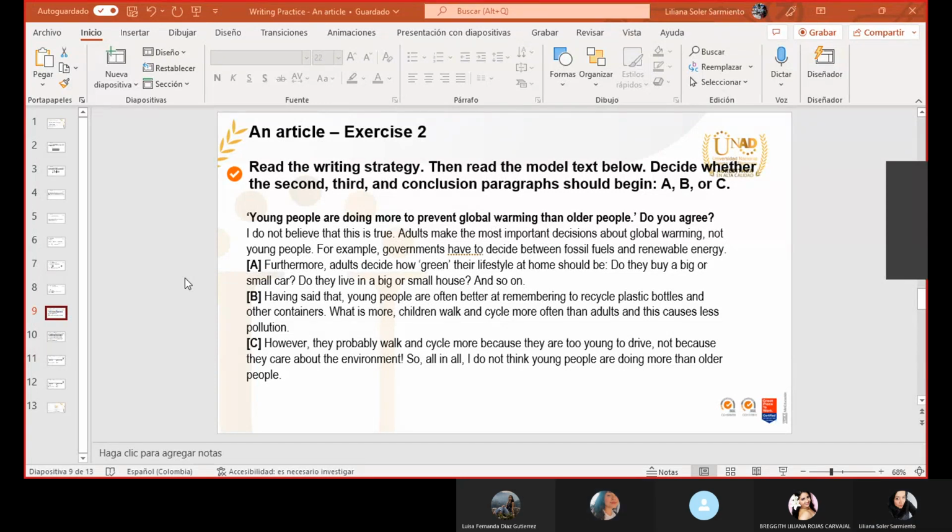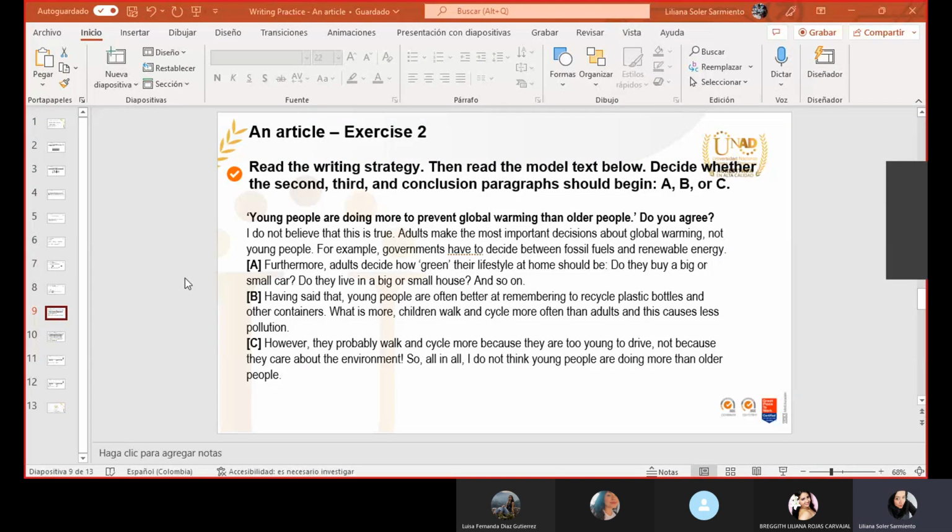Karen Cecilia, could you read the paragraph with the letter A? Yes, teacher. Furthermore, adults decide how green their lifestyle at home should be. Do they buy a big or small car? Do they live in a big or small house? And so on. Okay, thank you.